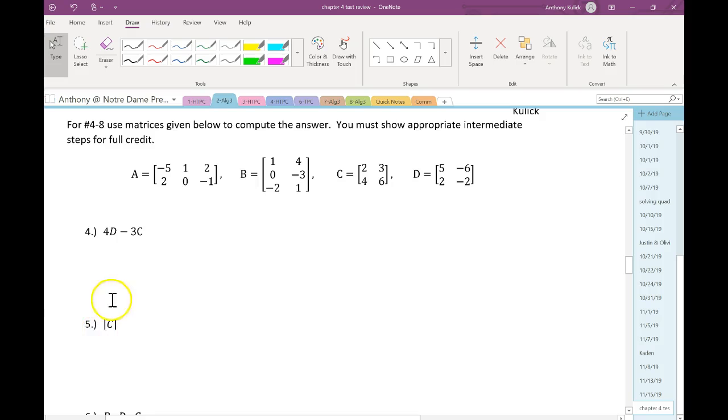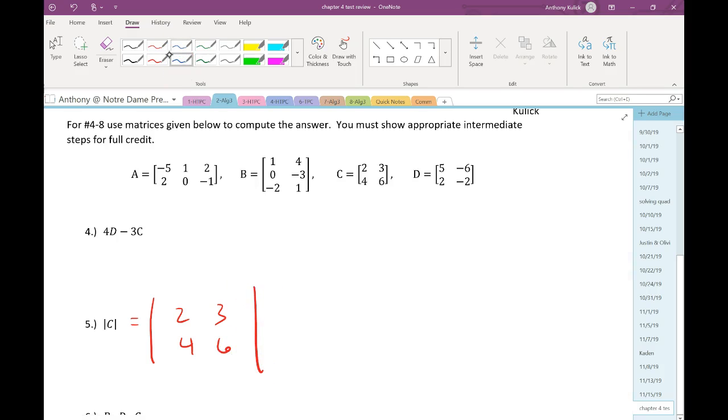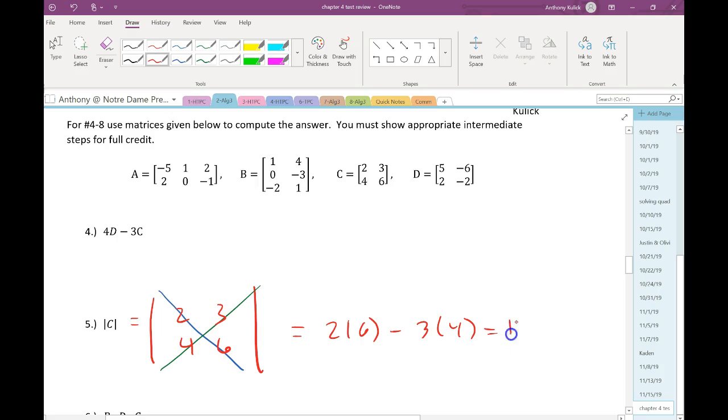So what do these vertical bars around matrix C indicate? That means that we're going to be taking the determinant. So how do we take the determinant of a 2 by 2 matrix? I take the product of this diagonal and subtract it from the product of that diagonal. So I get 0. Is that okay? Eli? 12?